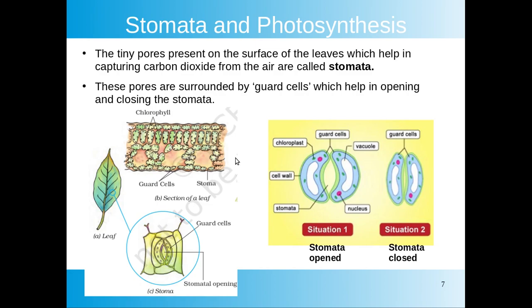Let us move to carbon dioxide. How is it being available to the leaves? They enter through tiny pores present in the leaves called stomata. The pores are surrounded by guard cells.